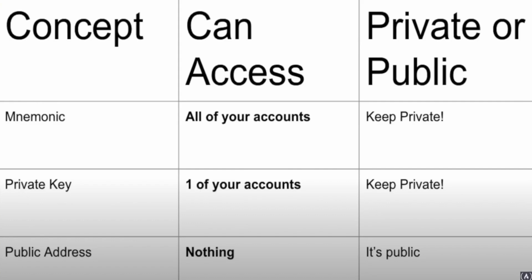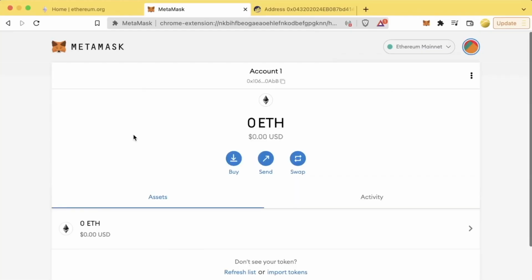Keep those private. Your public addresses are totally public, and anybody can view your accounts on something like Etherscan or any other Explorer, and it's totally okay for people to share their public addresses. If you lose your private key, you lose access to one of your accounts. If you lose your mnemonic, you could potentially lose access to all your accounts. Basically, what I'm trying to say is back these up and keep them in safe places.